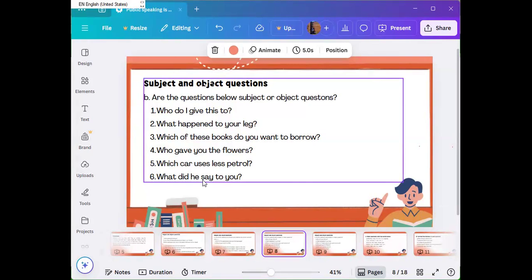Use is the verb, less petrol is in the object place. So which car is the subject? This car uses less petrol.